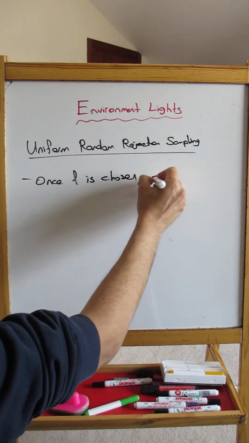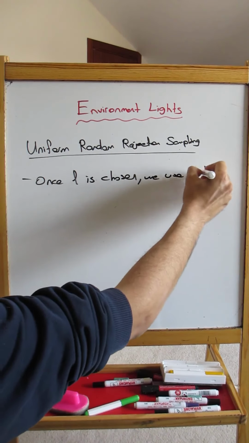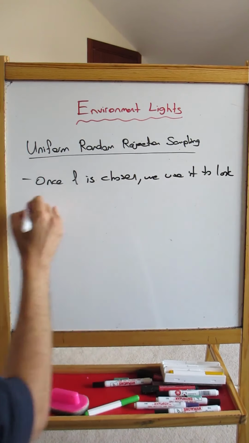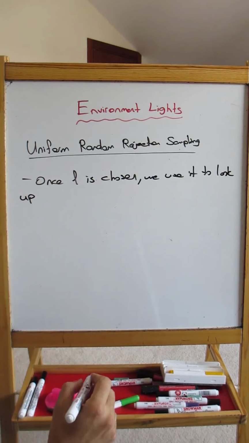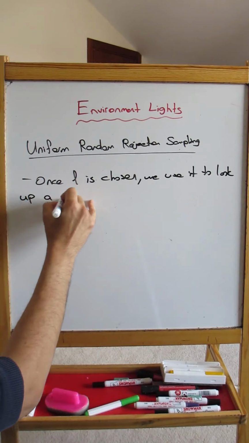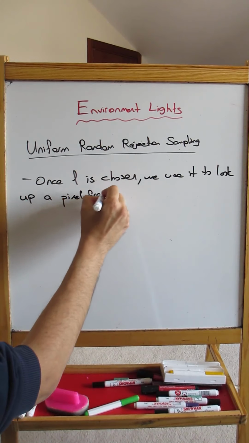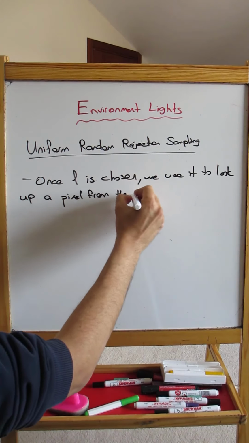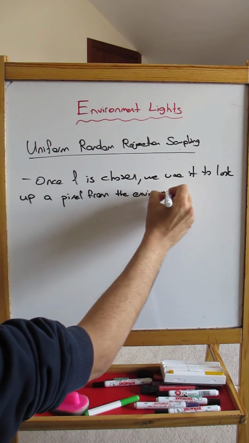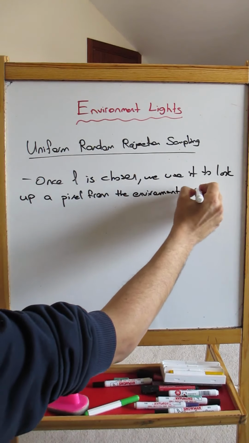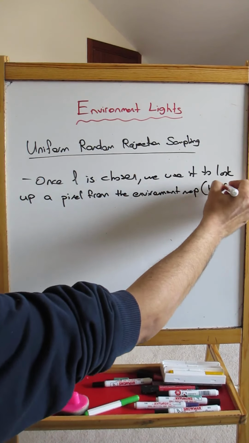use it to look up a pixel from the environment map. This environment map will be an HDR image.